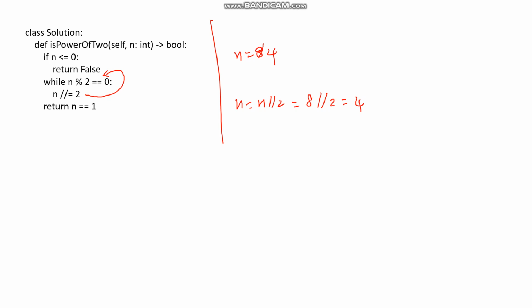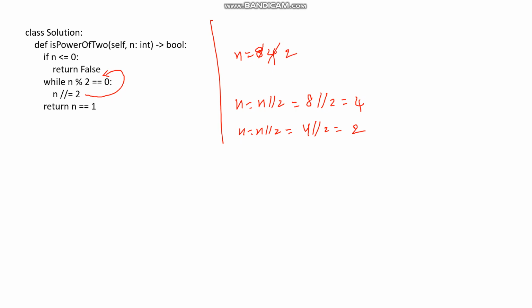What is 4 mod 2? The value is 0. 0 equals 0, so the condition is true and again the body will be executed. That means n equals n integer division 2. What is 4 integer division 2? It is 2. The n value becomes 2.